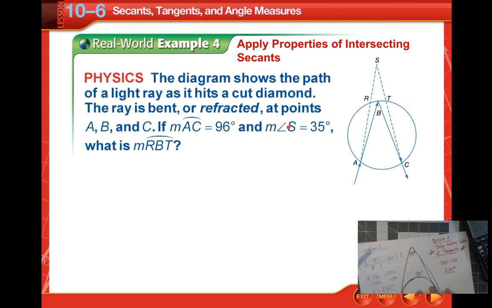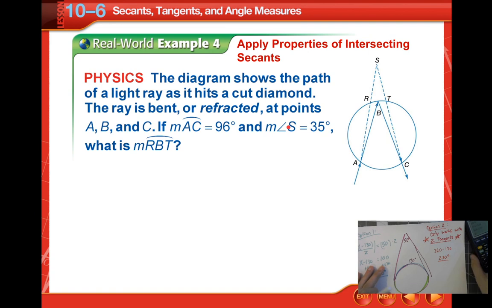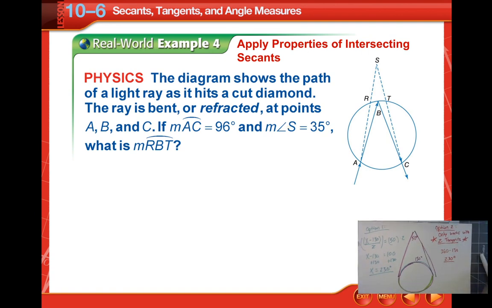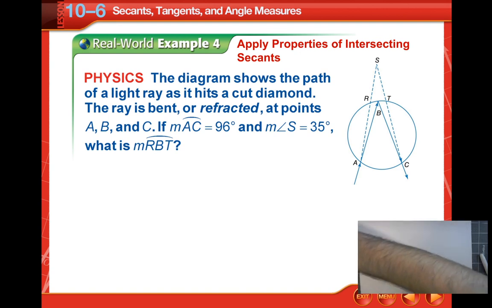We have a properties, a sort of word problem. The diagram shows the path of a light ray as it hits a cut diamond. The ray is bent or refracted, another word for bent, at points A, B, and C. If AC is 96 and S is 35, what is RBT? So we have S, we have AC, that's that arc. We are looking for R to B to T. So we're just doing an internal arc problem. This one shouldn't be too different than what we have done before.